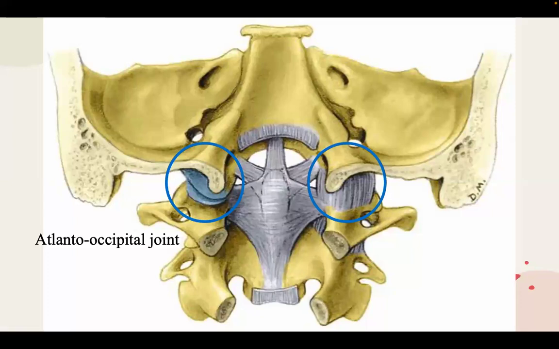Atlanto-occipital joint. This joint connects the atlas, cervical vertebra number 1, with the occipital condyle of the skull. Think skull sitting on atlas. This joint allows nodding, yes, and slight side tilting. This is a synovial joint and there is no intervertebral disc between cervical vertebra 1, atlas, and the occipital condyle.